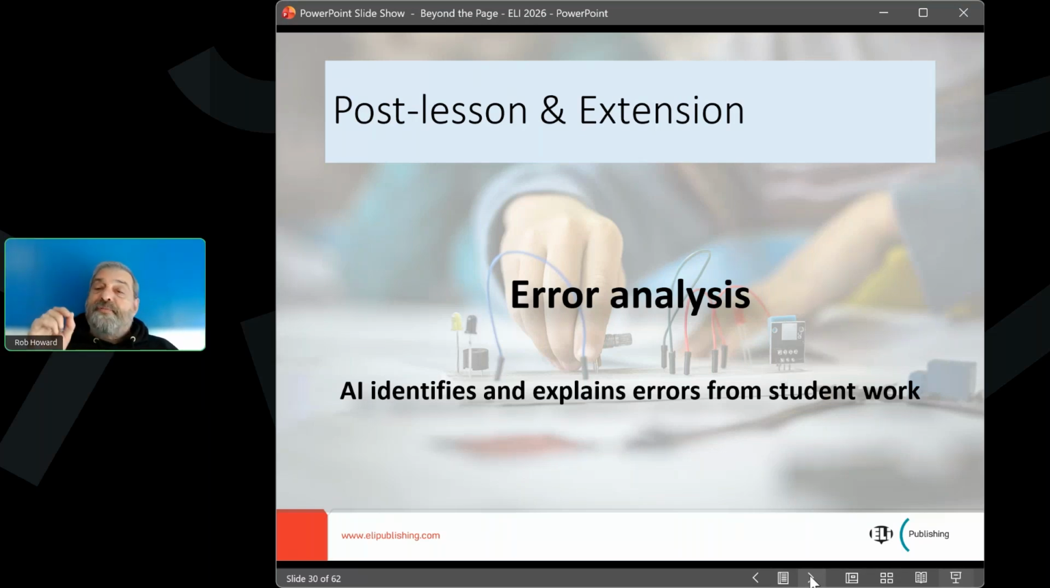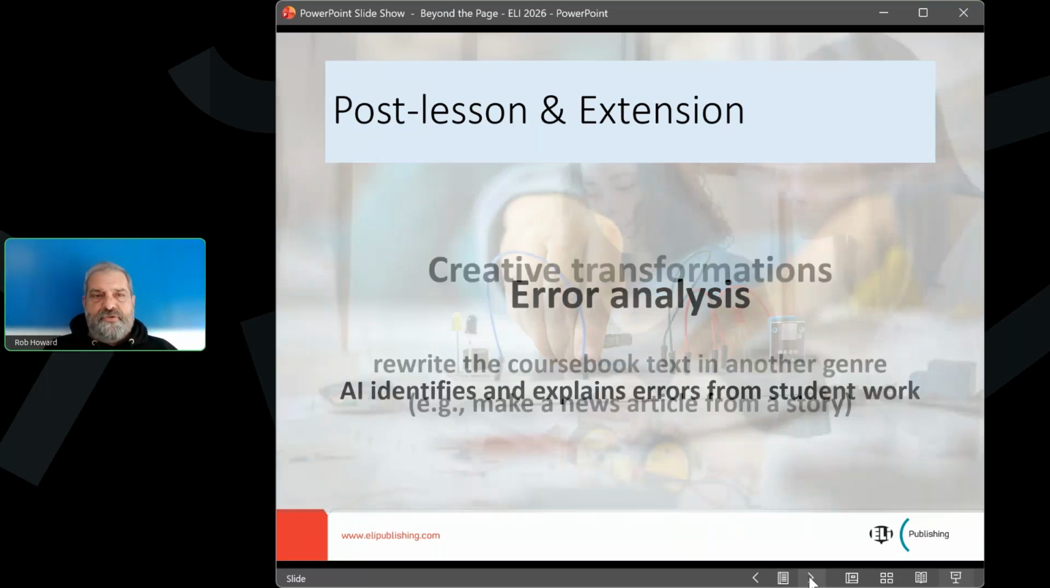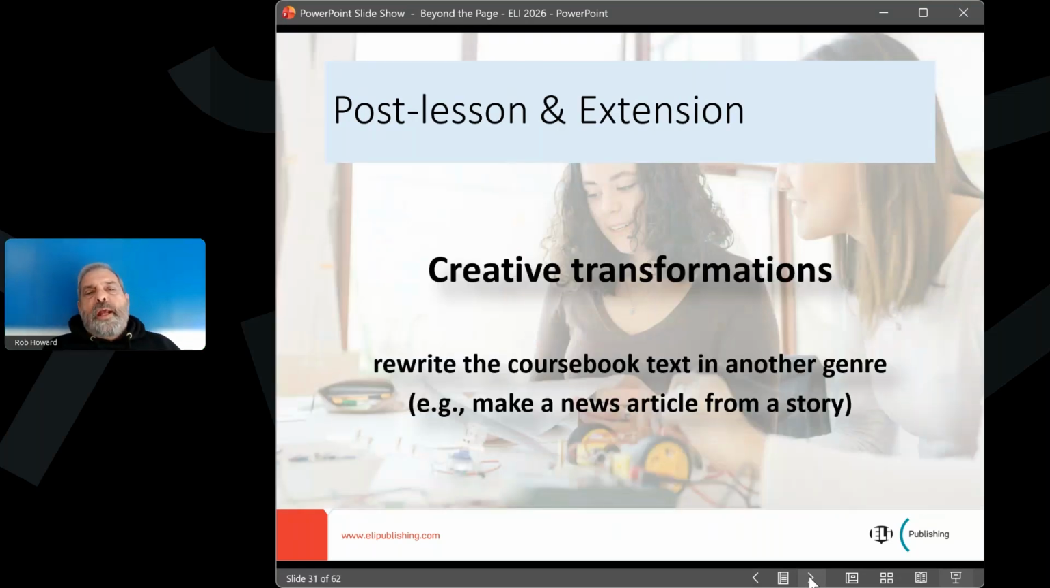So let's find out what we did wrong based on what they didn't understand. Okay? So use it as a tool for both of us. And then take one of the stories from the course book that you have and rewrite it. There's lots of ways that you can do this creatively. And I love this activity.